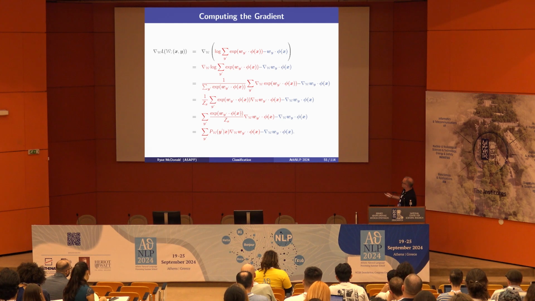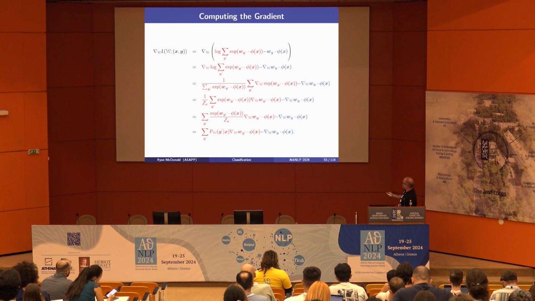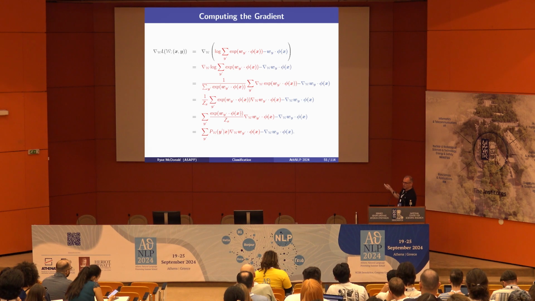Write the gradient with respect to this function. I'm just going to write that out. That's just the definition of the loss function. I'm going to push the gradient through the summation here, or the negation, because the gradient of one term minus another is just the gradient of the first term minus the gradient of the second term. Now ignore this part in blue. That's not going to change. Let's look at the part in red.